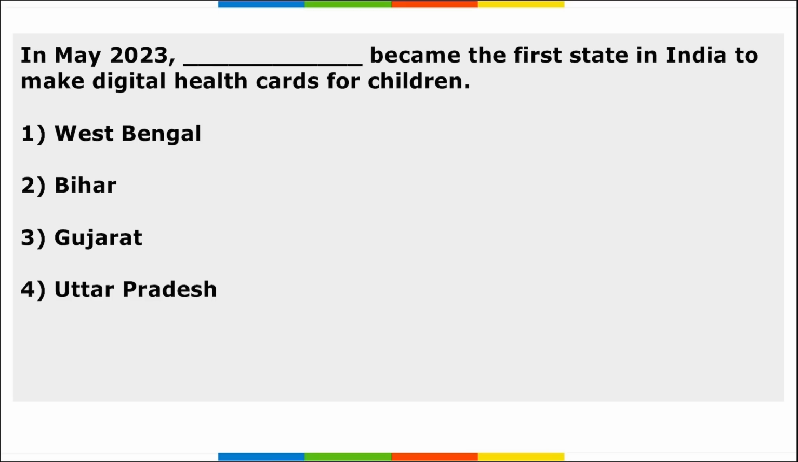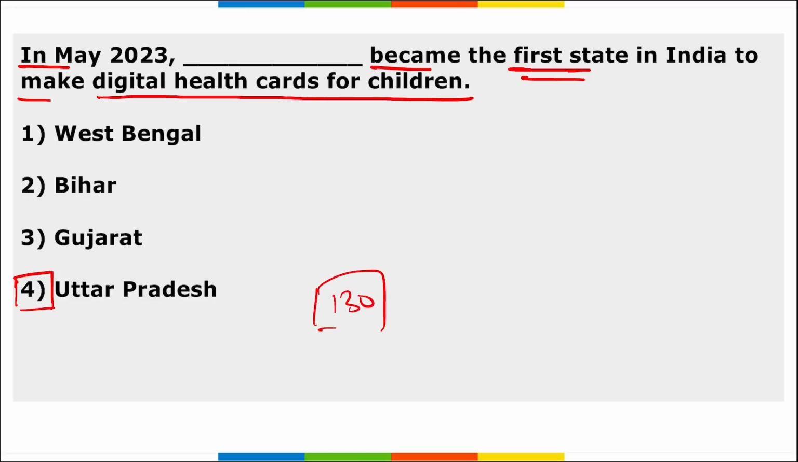Next, in May, dash became the first state in India to make digital health cards for children. It is Uttar Pradesh, right? In this, school children will be assessed on various medical factors, which will help them keep a record. A total of 130 parameters for the overall physical and mental well-being of the children will be recorded. Also, health insurance worth 25,000 will be given to these children in the government schools of UP.